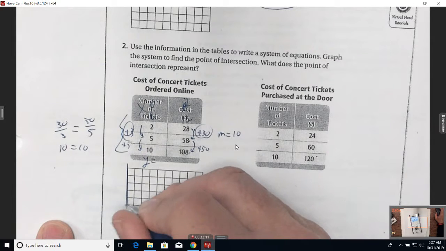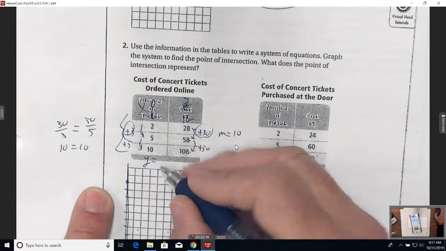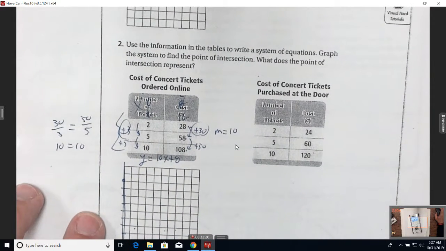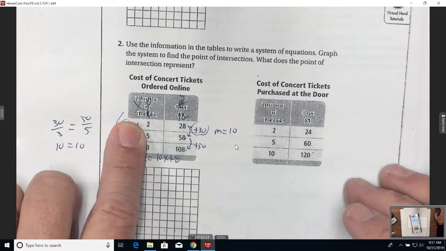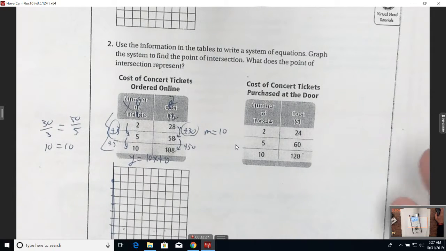1, 2, 3, 4, 5, 6, 7, 8. And my slope is 10, so this equation would be nothing more than 10x plus 8. Or if you want to do a linear regression, you could have done a linear regression. It would tell you the y-intercept. But I think I can work backwards and figure that out.